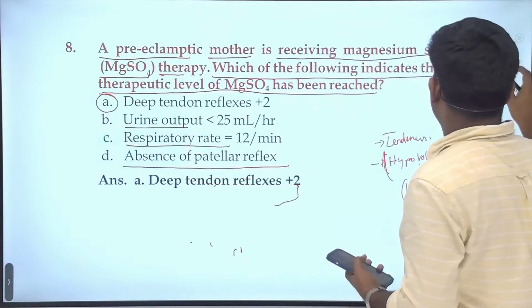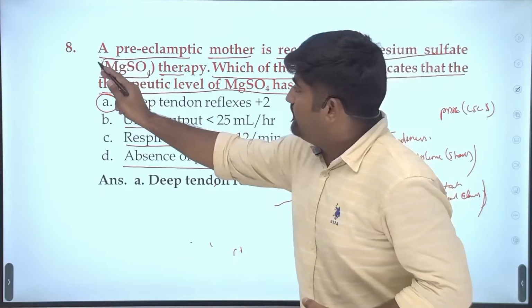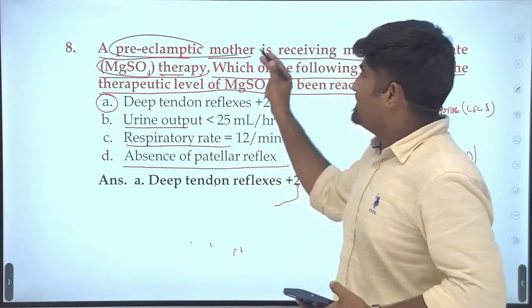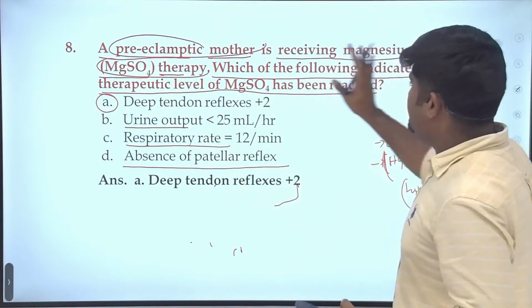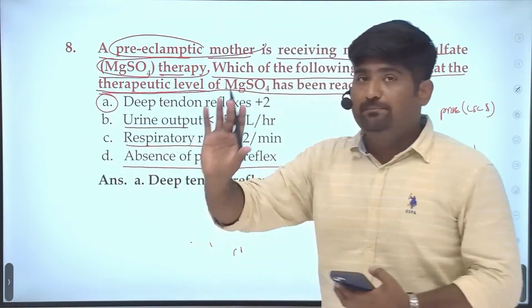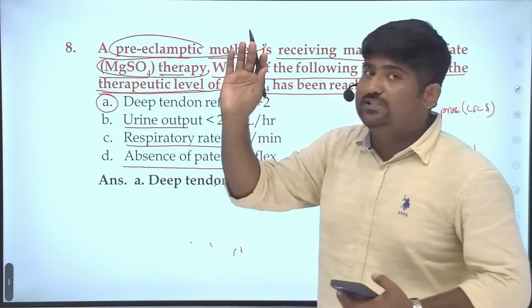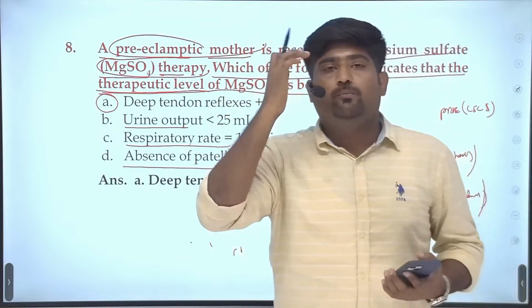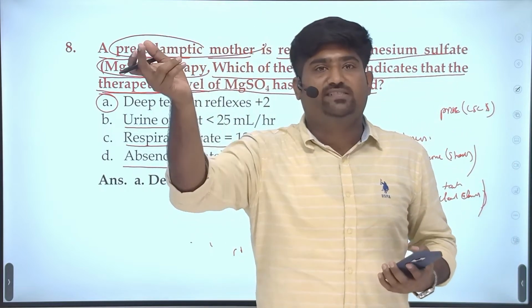Here in this question: MgSO4 therapy, pre-eclamptic mother. So what is the keyword here? They are asking about therapeutic level. Simple, indirectly it is telling MgSO4 toxicity. So your mind should think, what is the earliest sign, what is the late sign.